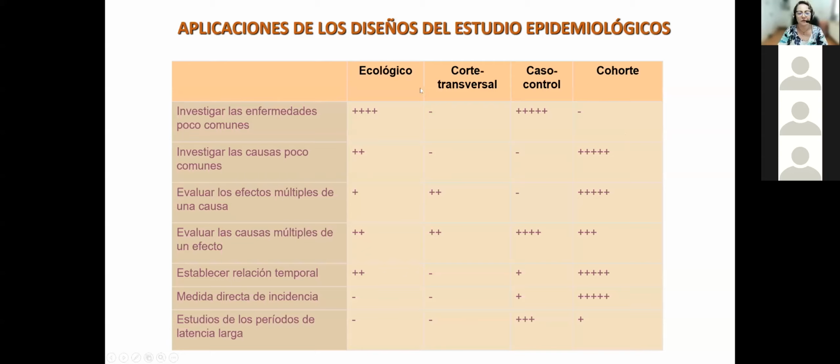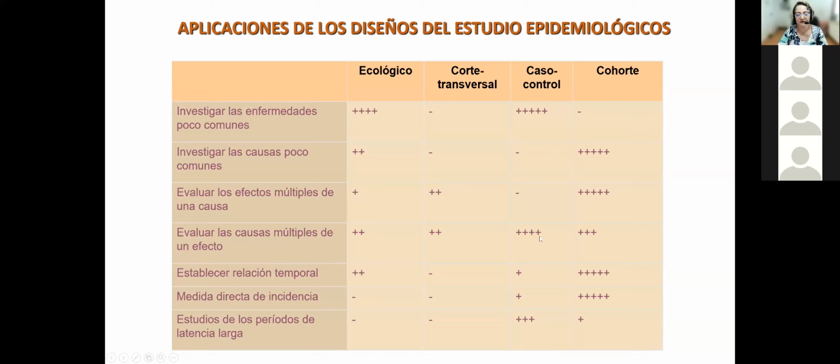Here, when we're talking, for example, of rare diseases, then we have to have case-control studies or epidemiological studies. But if we have rare exposures, like in Chernobyl, the exposure to radiation and its effect on different transformations, then we would have to have cohort studies. Cohort studies allow me to identify multiple causes.